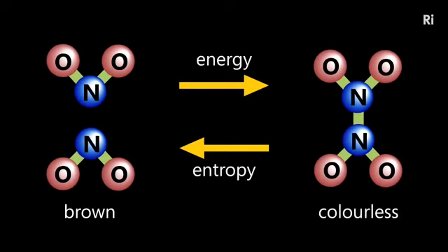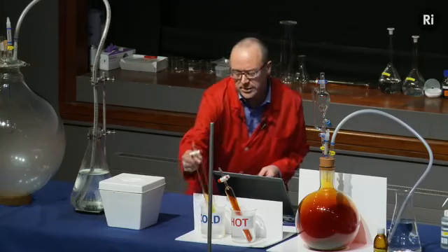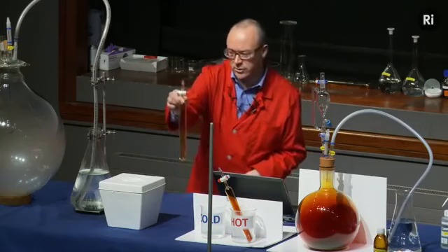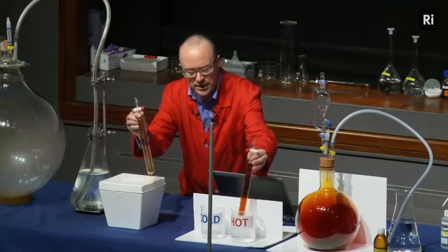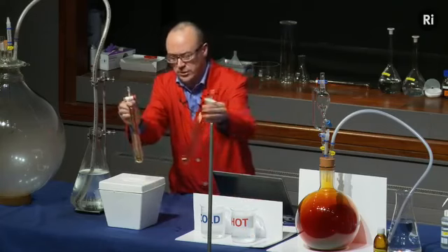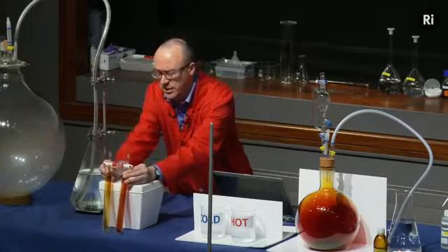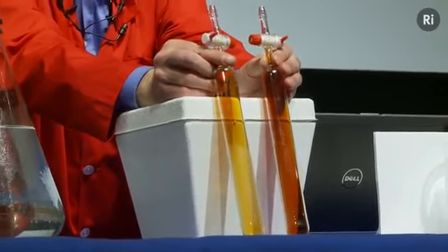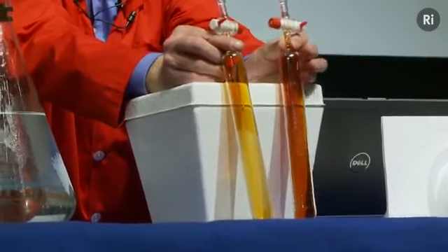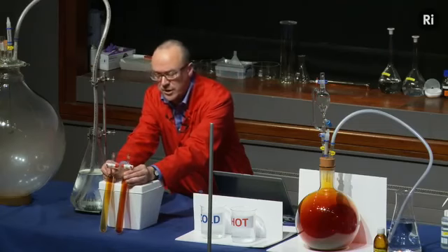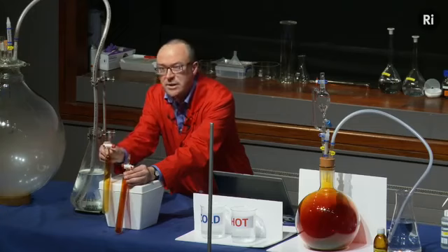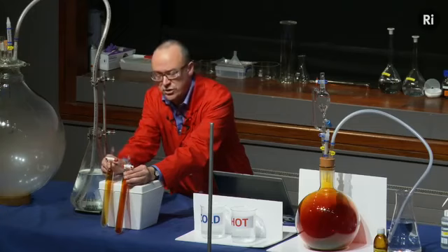So if we go back to our tubes, this is the tube that was in the cold water, and you can see that it's become a paler colour, and this is the tube that was in the hot water. So I'll just put these side by side. You can see that heating up this gas has made it darker brown, contains more nitrogen dioxide, whereas cooling it down has made it less dark, it contains more dinitrogen tetraoxide.